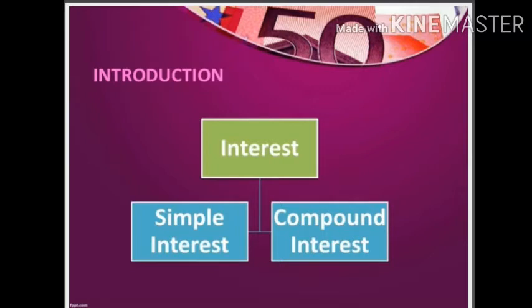Interest is the money paid by a bank or post office when money is deposited with them, and it is also paid by the borrower to the person or organization that lent money. Interest is the extra amount paid on the principal amount with a yearly percentage. Interest is of two types, that is simple interest and compound interest. Now we can discuss simple interest.